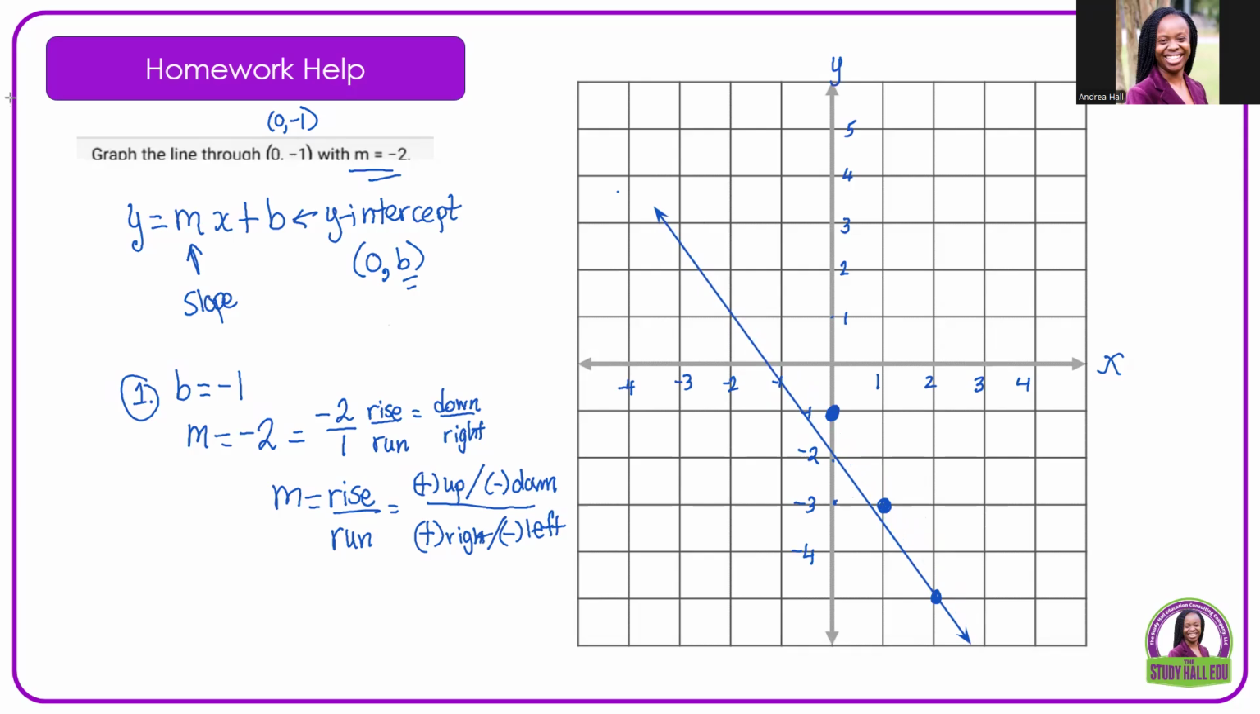Okay, let's adjust this because you want it to go through the points. And that is how you would graph a line through the point (0, -1) with a slope of -2. And so you just plot the point first, (0, -1), and you use your slope to count either up or down, then left or right to get to the next point. And that's it, the end.